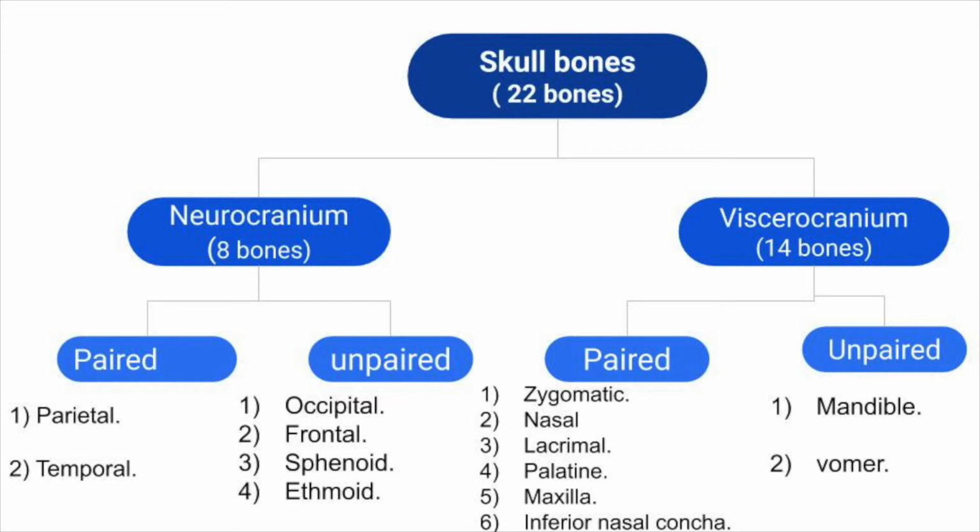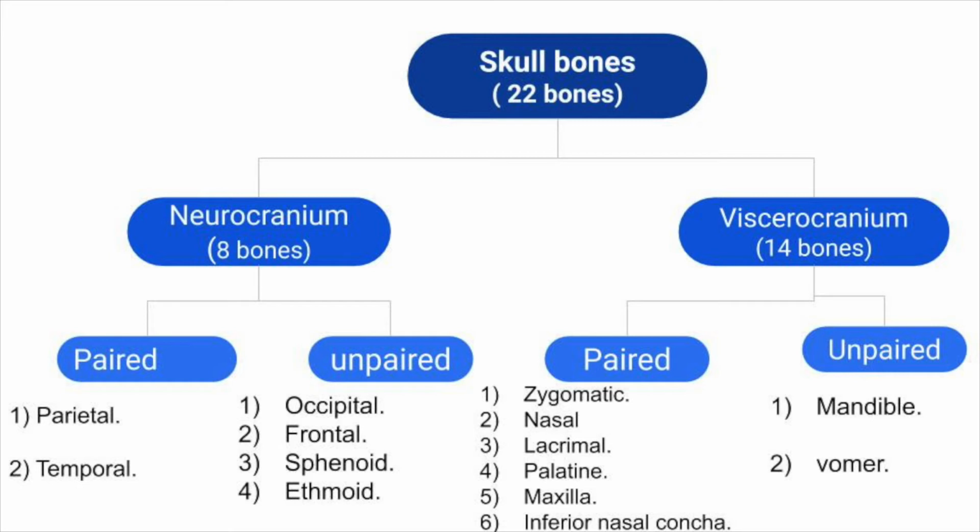The neurocranium has 8 bones. The viscerocranium has 14 bones. The neurocranium is divided into two: paired and unpaired. Paired bones are parietal and temporal. The unpaired bones are occipital, frontal, sphenoid and ethmoid.